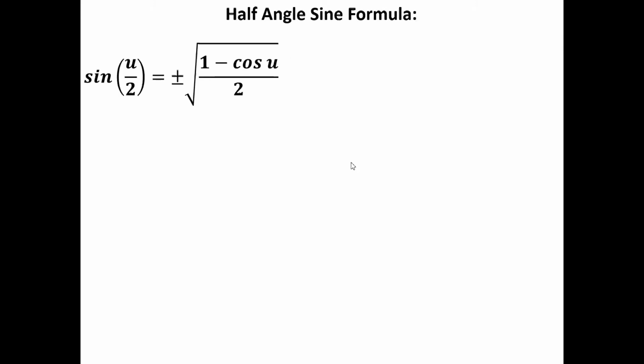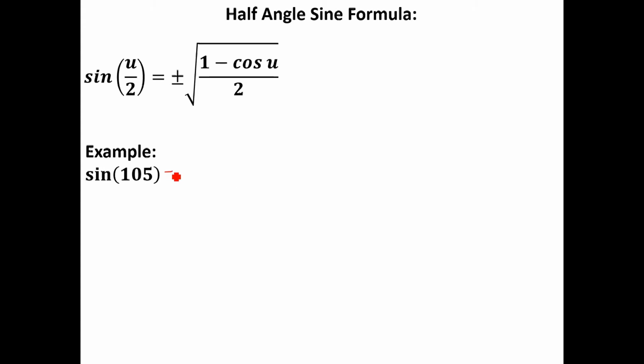So the first thing we're going to do is talk about the half angle sine formula. Sine of u over 2 is equal to plus or minus the square root of quantity 1 minus cosine of u, all over 2. Now, remember, the goal of this is to give us more angles than what we have on the unit circle. So utilizing the angles in the unit circle, you can find more angles. So the first question we're going to do is the sine of 105 degrees.